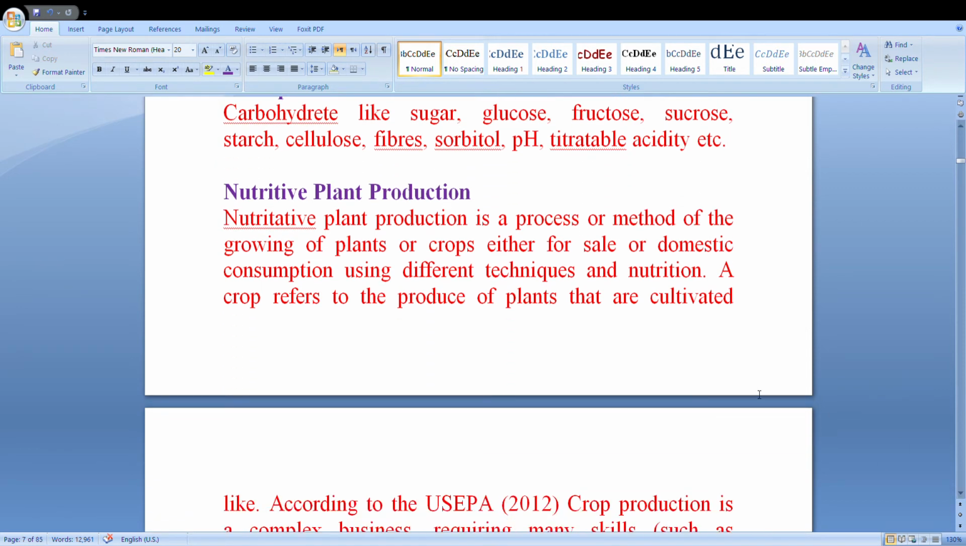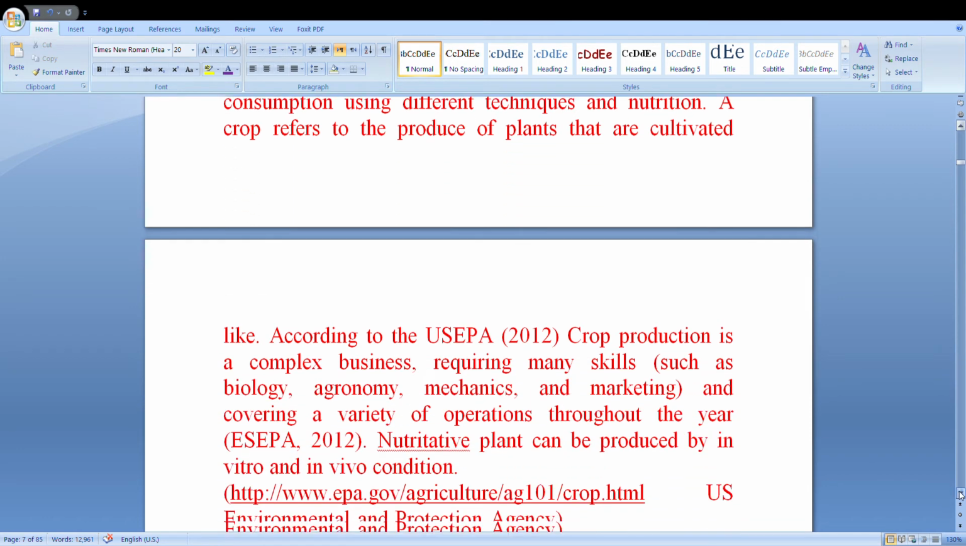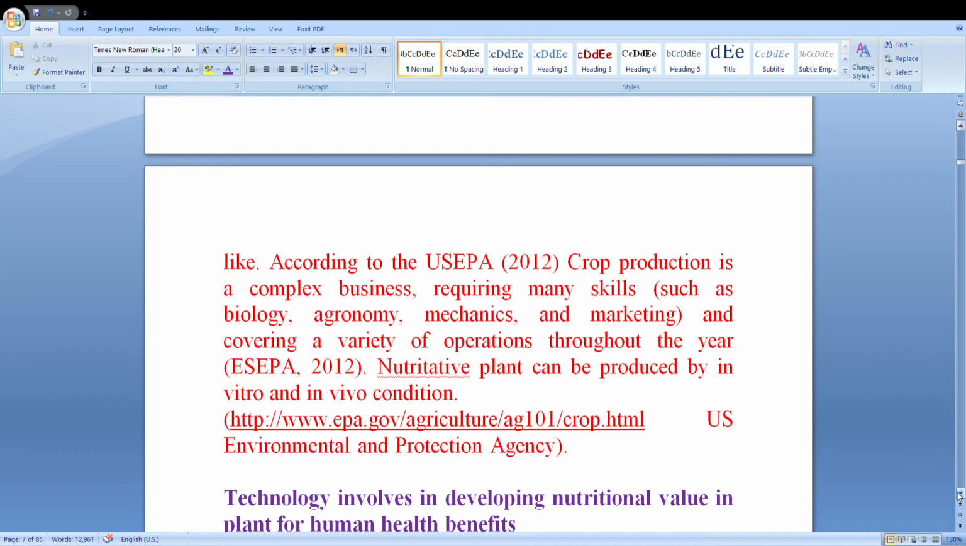Nutritive or nutritional plant production is a process or method of growing plants or crops, either for sale or domestic consumption, using different techniques and nutrition. Crops refers to the produce of plants that are cultivated, according to the US EPA. Crop production is a complex business requiring many skills such as biology, agronomy, mechanics, and marketing, and covering a variety of operations throughout the year.